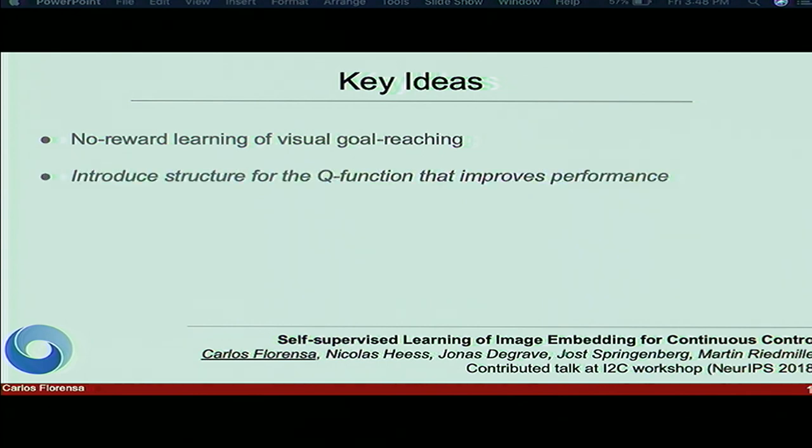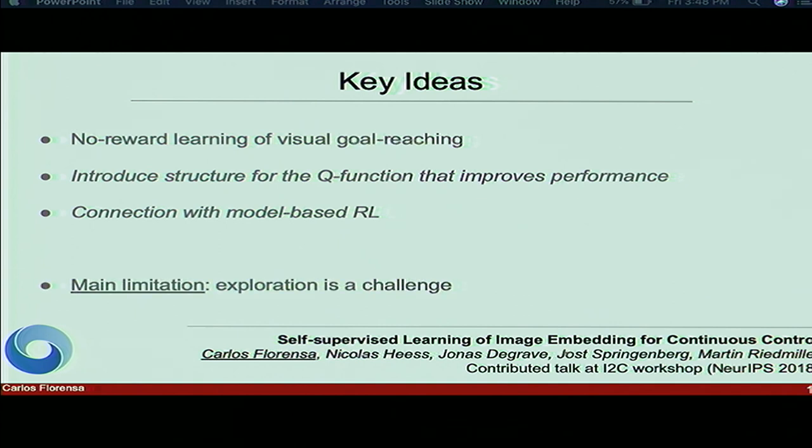There are some other things that I haven't talked about but recommend reading about in this paper. We introduce some structure of the Q function that improves the performance, and we also connect the embedding that we learn with model-based RL. But altogether, the main limitation of this work is that exploration is still a challenge.